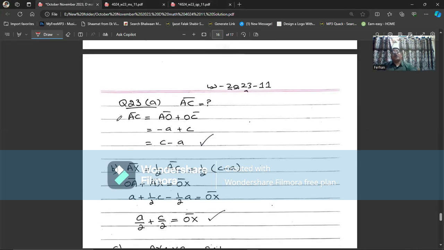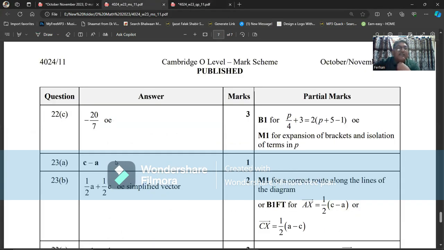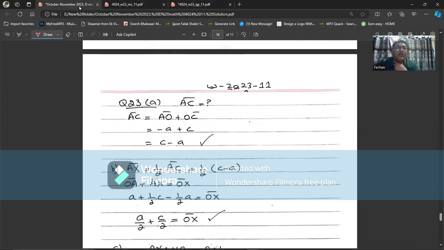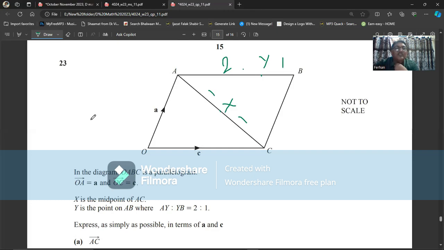AC will be AO plus OC. AO is minus A and OC is plus C. So you will have C minus A. C minus A is the answer, sir. Our answer is right. Hopefully you understand. This is how this is done.